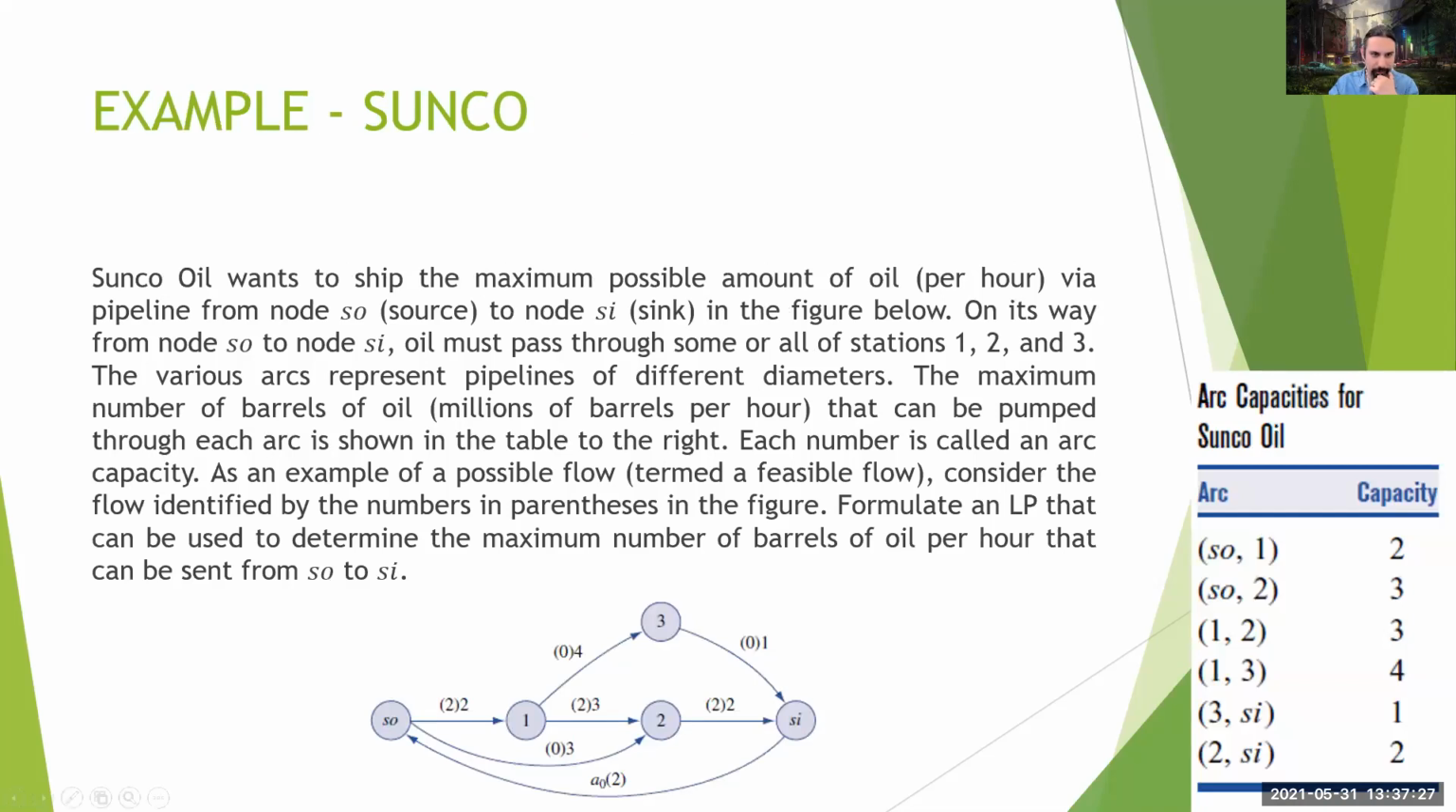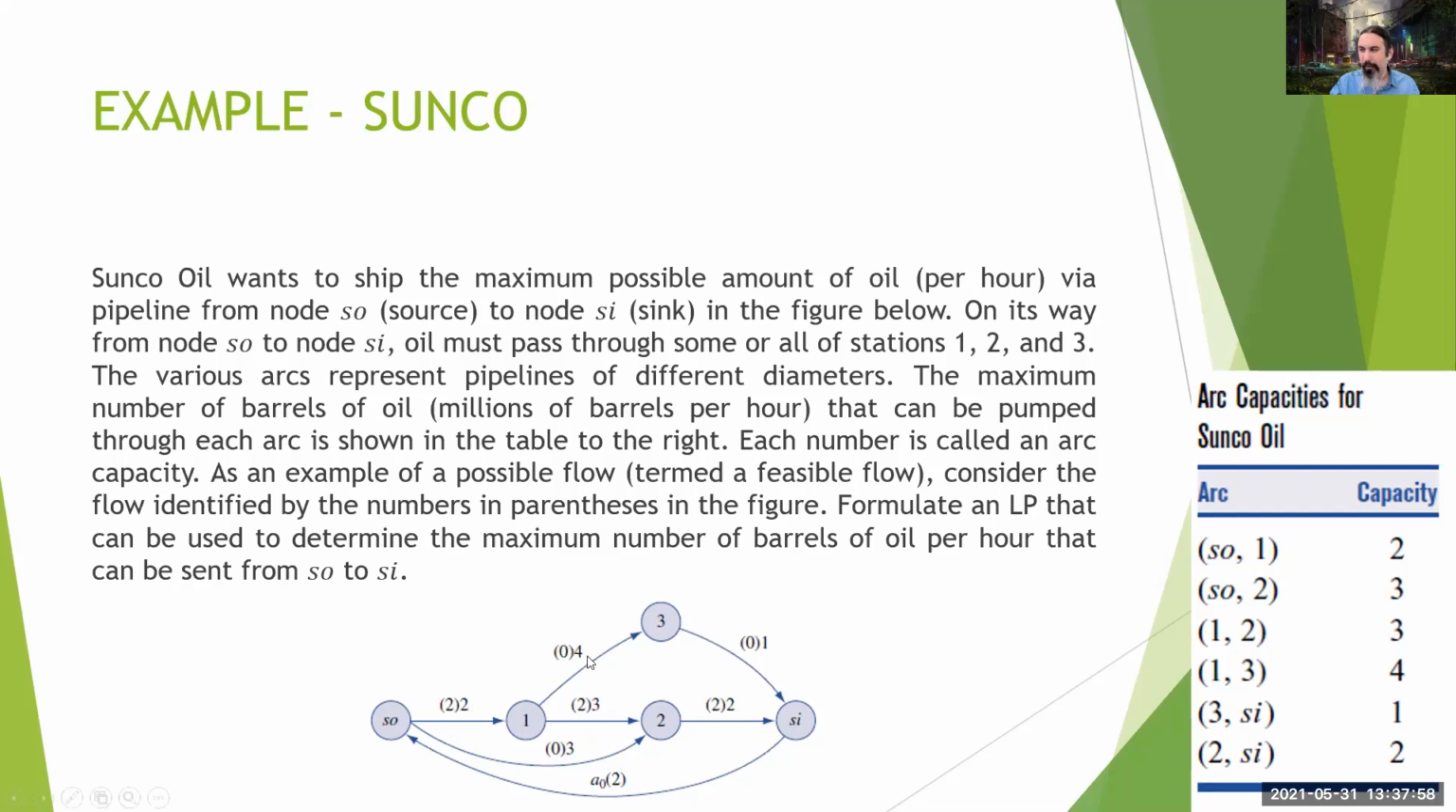For example, Sunk Oil wants to ship the maximum possible amount of oil per hour via pipeline from node SO, which is the source, to node SI, which is the sink. So start point and end point. You can think of it like this in the figure below, as you can see here. On its way from node SO to node SI, oil must pass through some or all of the stations. It doesn't have to pass through all. It can just pass through some. 1, 2, 3. It can pass through all as well. It doesn't really matter. The various arcs represent pipelines of different diameters.